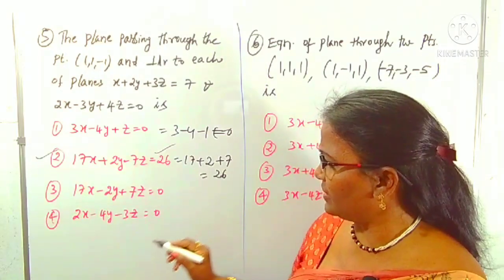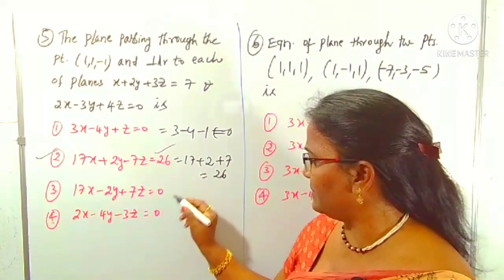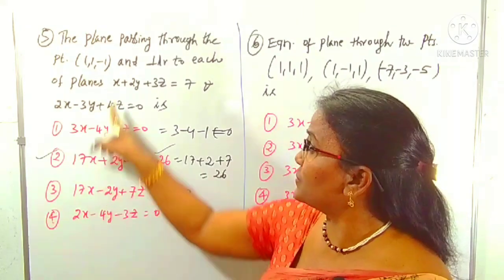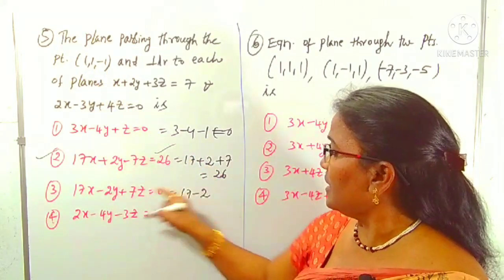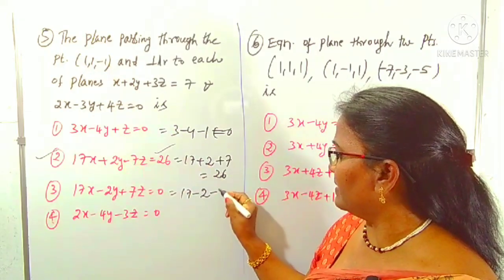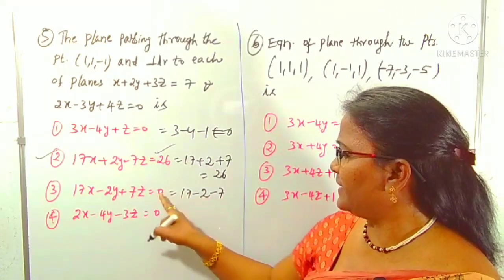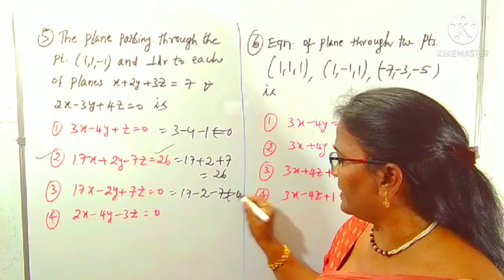Next, in the same way we can consider the third option. 17 minus 2 into 1 is minus 2. 7 into minus 1 is minus 7. Here 17 minus 9 is not equal to 0. Therefore, it is not a correct one.